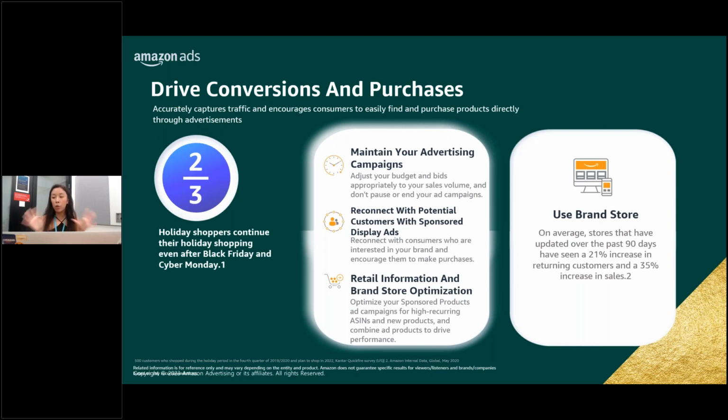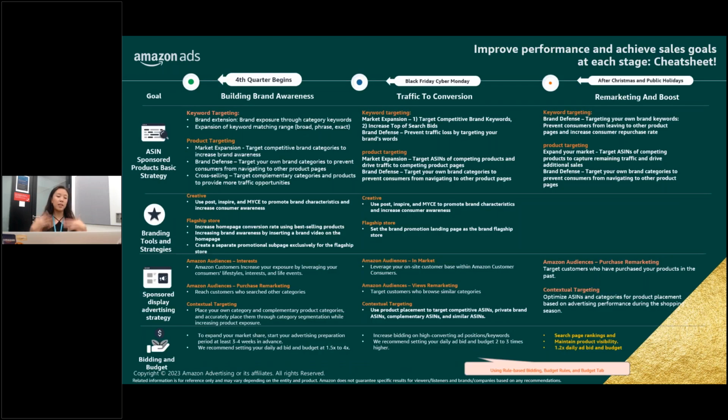So I won't cover this, but this is a cheat sheet. We highly recommend sellers, you can screenshot this, save this, and we are also available on playback. But this will be your cheat sheet in terms of Q4 season: what to do in the preparation phase, in the peak phase, as well as in the post-peak season phase. So do screenshot, and of course available for playback on our QR code.